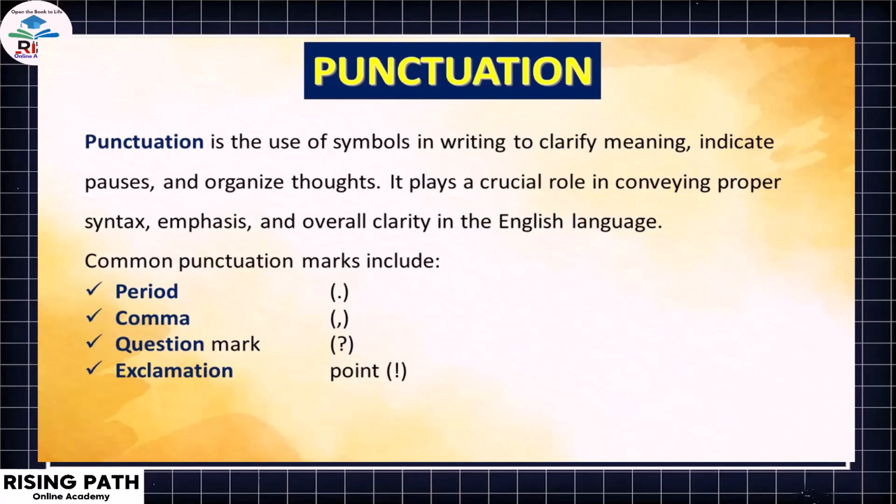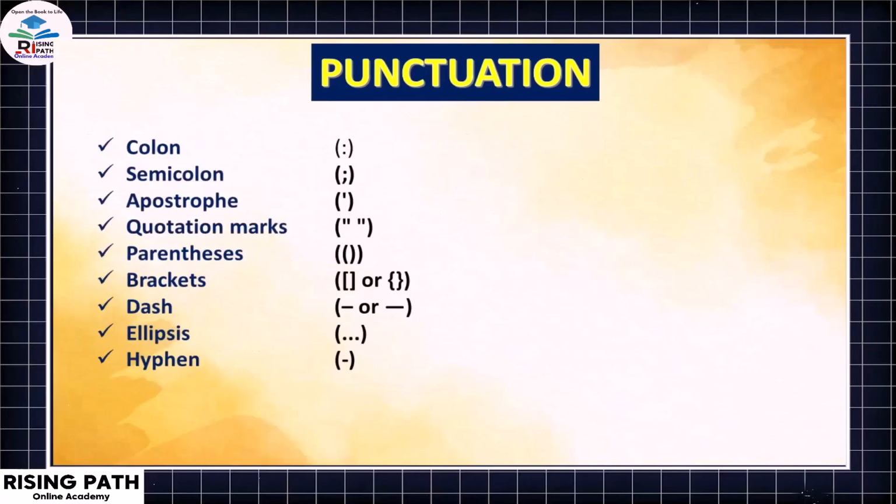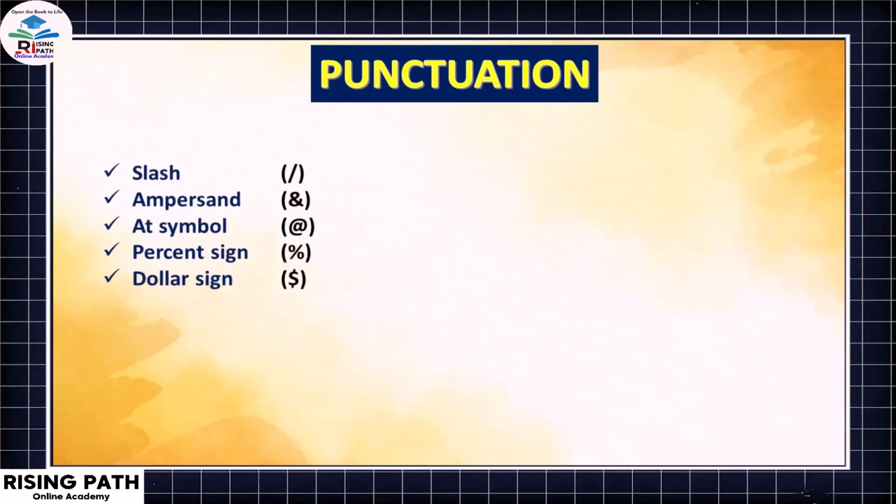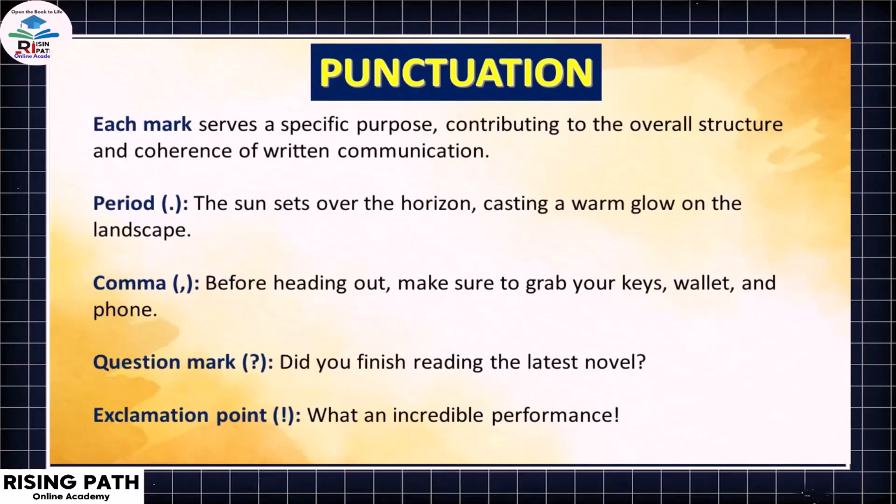Now, common punctuation marks include: number 1 is period, that is full stop. Number 2, comma, then question mark, exclamation point, colon, semicolon, apostrophe, quotation marks, parenthesis, brackets, dash, ellipsis, hyphen, slash, ampersand, at symbol, percent sign, dollar sign. So these are all punctuation marks, and we are going to discuss those punctuation marks which are important for our English language writing. Each mark serves a specific purpose, contributing to the overall structure and coherence of written communication.